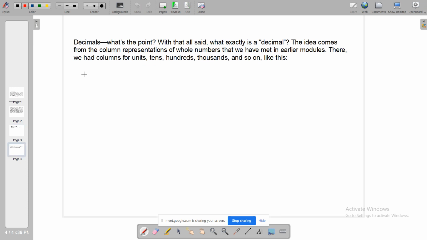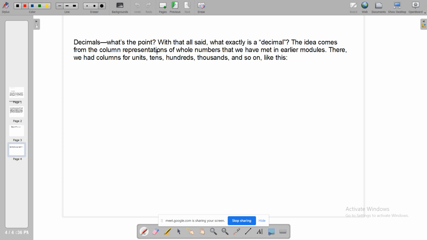Now when we say a decimal, what is it about? Yesterday someone even asked the same question about a decimal. What is a decimal? I just want us to quickly understand this so that we actually know what we are doing. So with that all said, what exactly is a decimal?